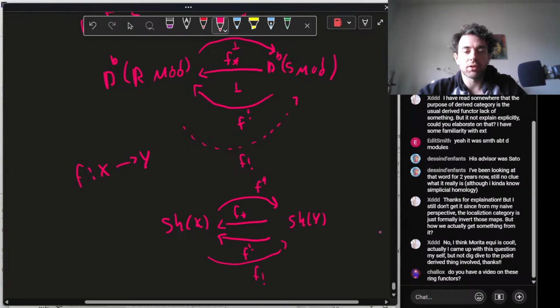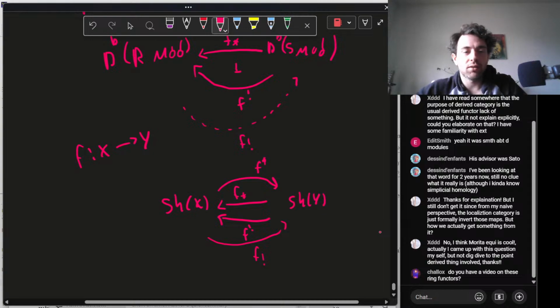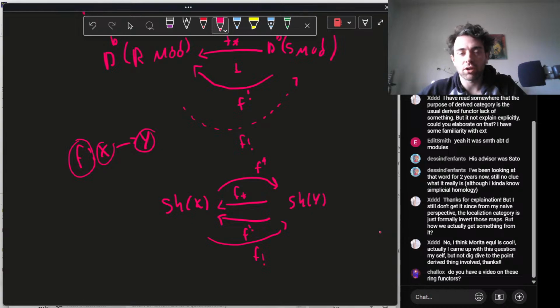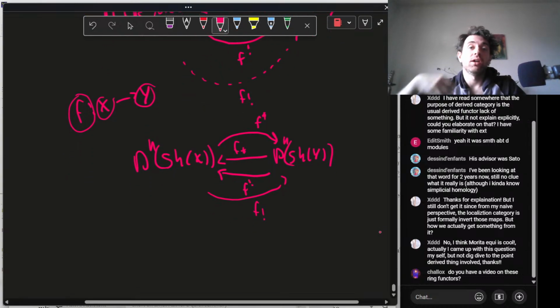I can't remember what the condition is, but if X and Y are certain kinds of spaces and F is a particular kind of map, it's in a Char's book, then F shriek can sometimes exist on the level of sheaves, but it doesn't always exist on the level of sheaves. However, all of these functors do naturally also induce functors on the level of derived categories. And when you go to the level of derived categories, now you'll have an F shriek that always exists.